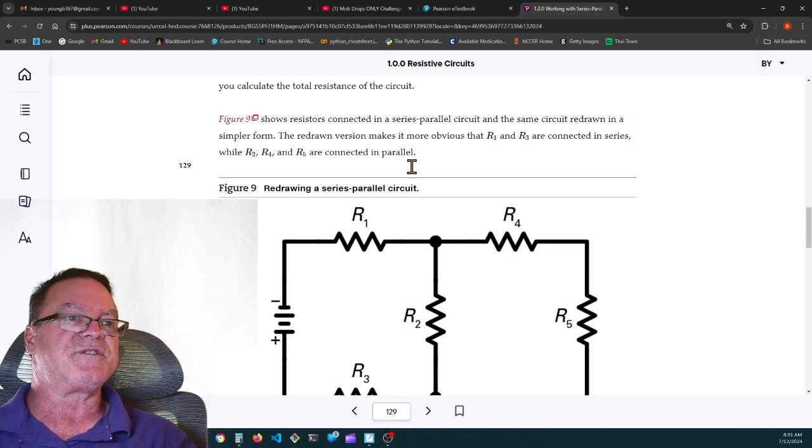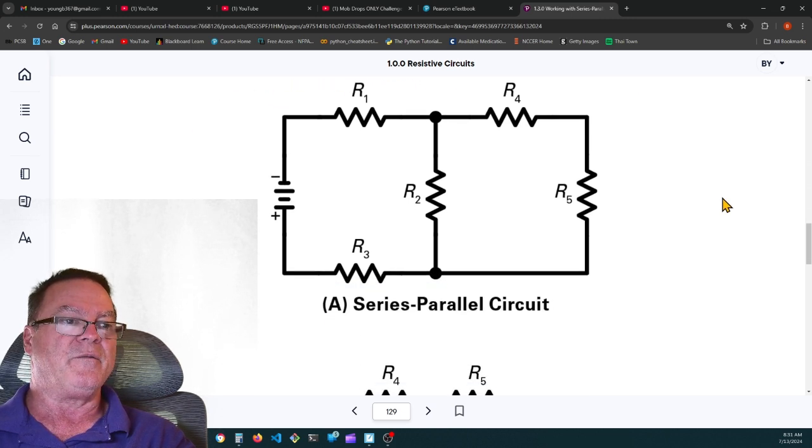Figure 9 shows resistors connected in a series parallel circuit, and the same circuit is redrawn in a simpler form. The redrawn version makes it more obvious that R1 and R3 are connected in series, while R2, 4, and 5 are connected in parallel. So here's a series parallel circuit. R1 is in series with the rest of the circuit, as is R3. It's in series with the rest of the circuit.